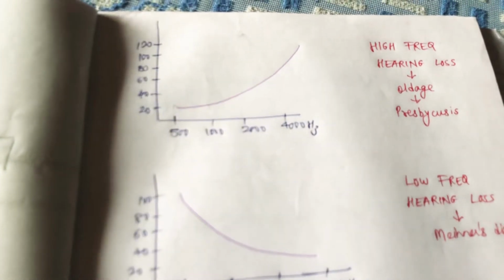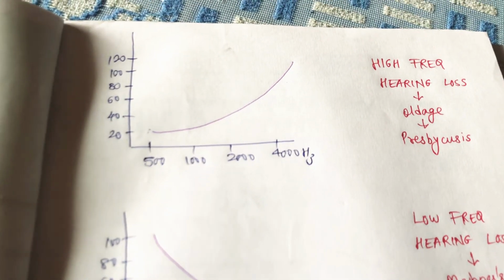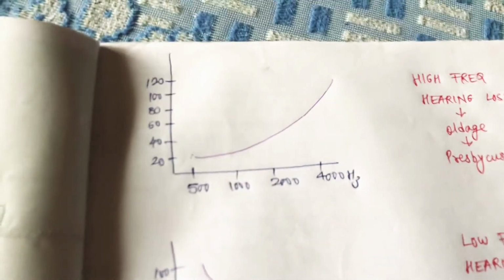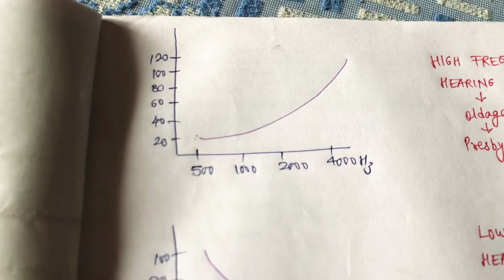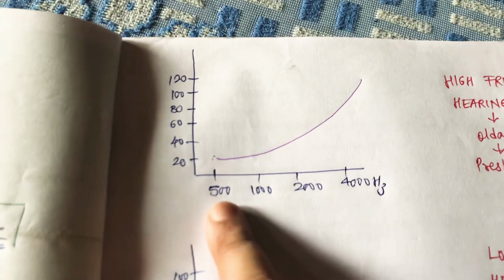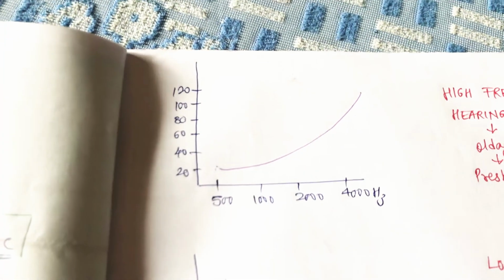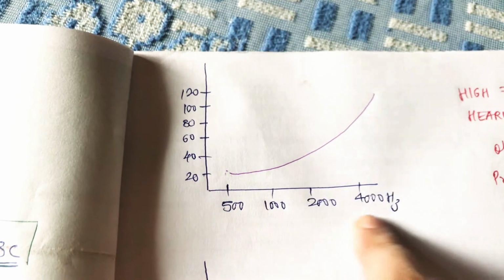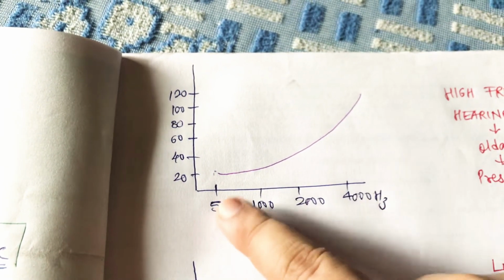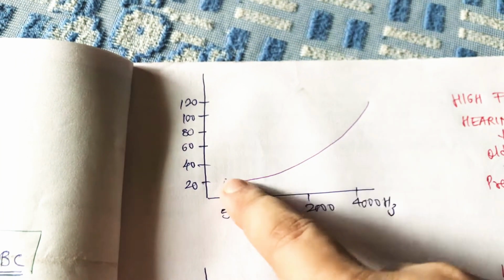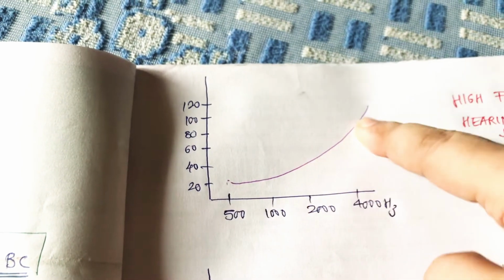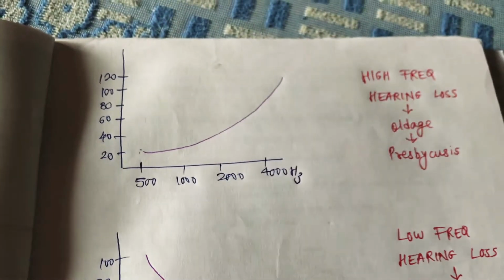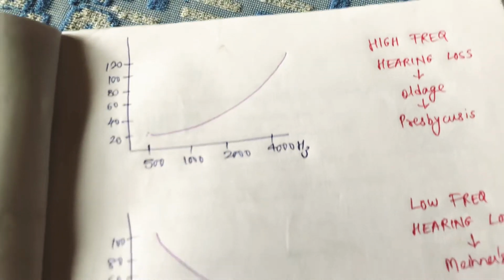Presbycusis. Presbycusis is a condition we see in old age where there is a high frequency hearing loss. So if you see this graph carefully, you'll realize at a lower frequency of 500, 1000, 2000, there is no hearing loss. But as we go higher, 2000, 4000, 8000, the hearing loss is going to increase. This is like a rising curve. High frequency hearing loss in old age, which is known as presbycusis.